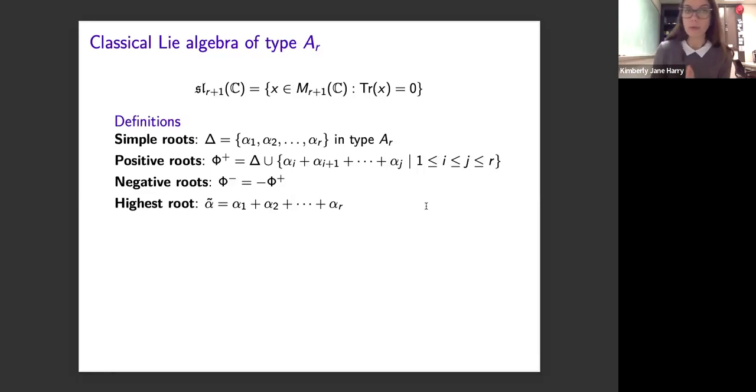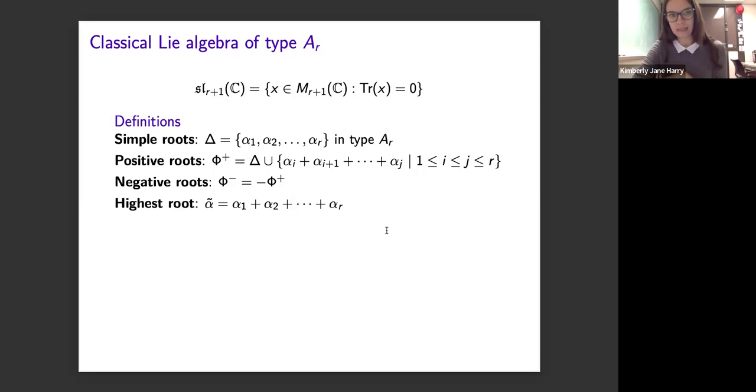Later in my talk, I will be mentioning negative roots, so I just want to introduce that here. Negative roots are just my positive roots, but with a negative sign in front of them. They're very similar, but when you put a negative, some things change. So we'll talk about that later on in my talk.